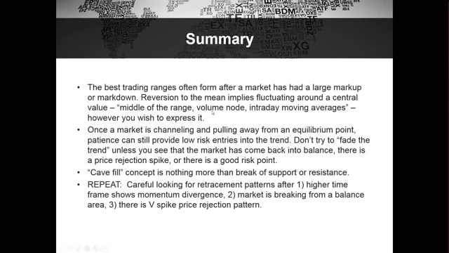The best trading ranges form after the market's had a large markup or markdown. That is the safest way to be looking to fade the spikes up and down. So in this case, the reversion to the mean simply means fluctuating around that big middle of that trading range, which, as you saw on the daily S&P chart, might be more than most traders can stomach in terms of volatility, but it still is giving you a model, all right?